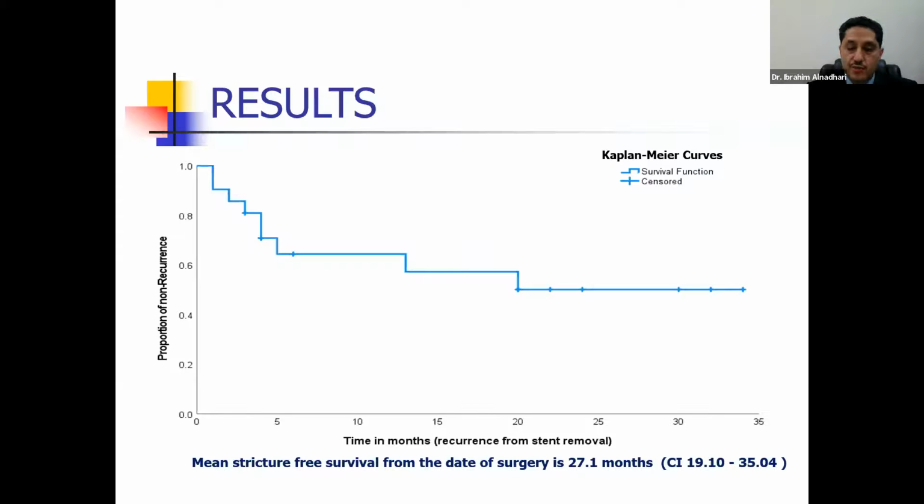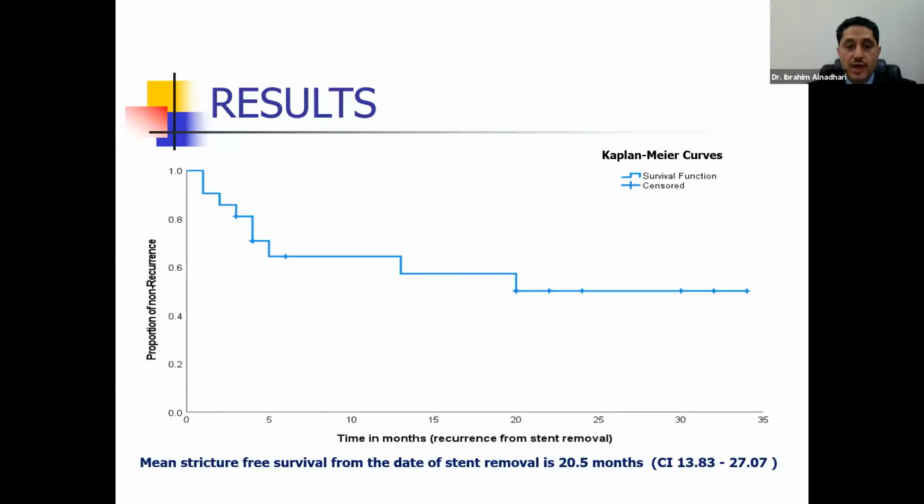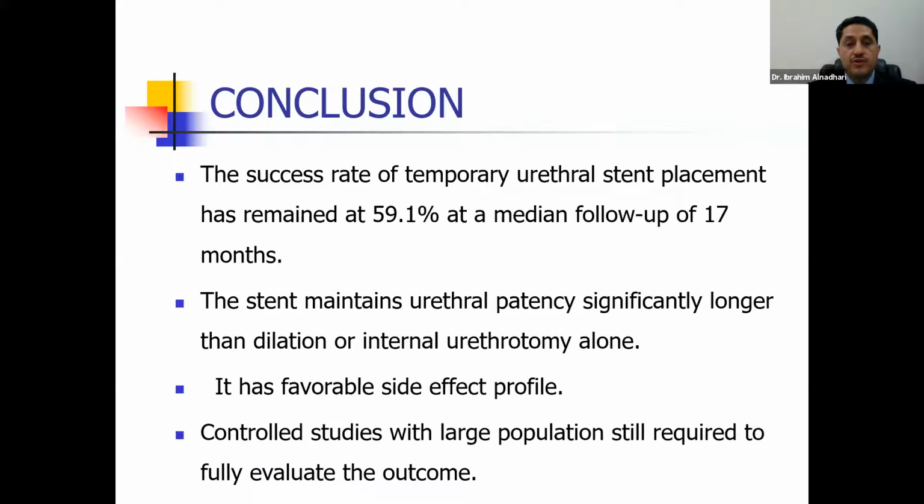This is the Kaplan-Meier curve, which showed the mean stricture-free survival time from the date of the surgery, which was 27 months. This is actually a very good time in comparison to urethral dilatation or DVIU, which does not exceed even 2 months. And this is also the mean stricture-free survival from the date of the stent removal, which is 20 months. So, in conclusion, the success rate for temporary urethral stent placement has remained 59.1% at a median follow-up of 17 months.